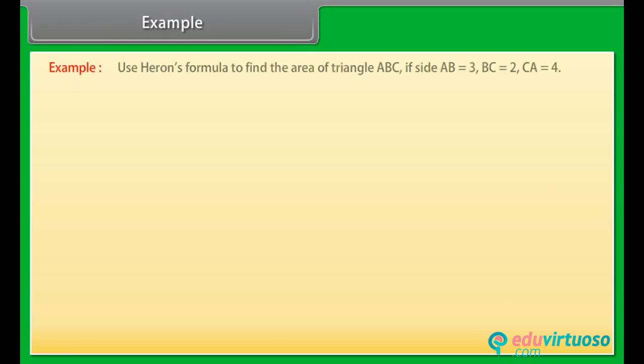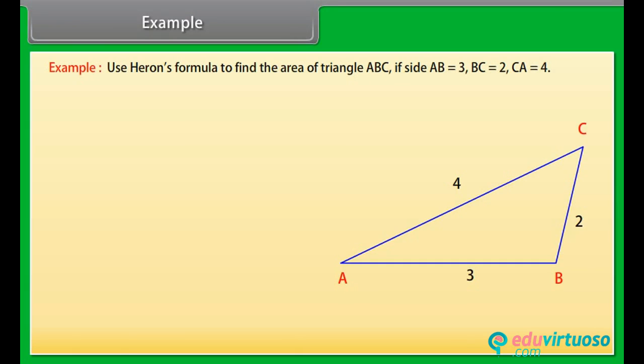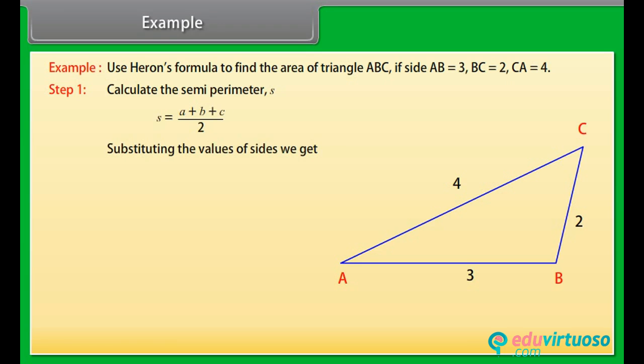Example. Let us look at some solved examples now. Use Heron's formula to find the area of triangle ABC if side AB is 3, BC is 2 and CA is 4. Solution. We will find the area step by step. Step 1. Calculate the semi-perimeter S, which is equal to (a plus b plus c) upon 2. By substituting the values of sides we get S is equal to (3 plus 2 plus 4) whole upon 2. And by solving this we get S is equal to 4.5.